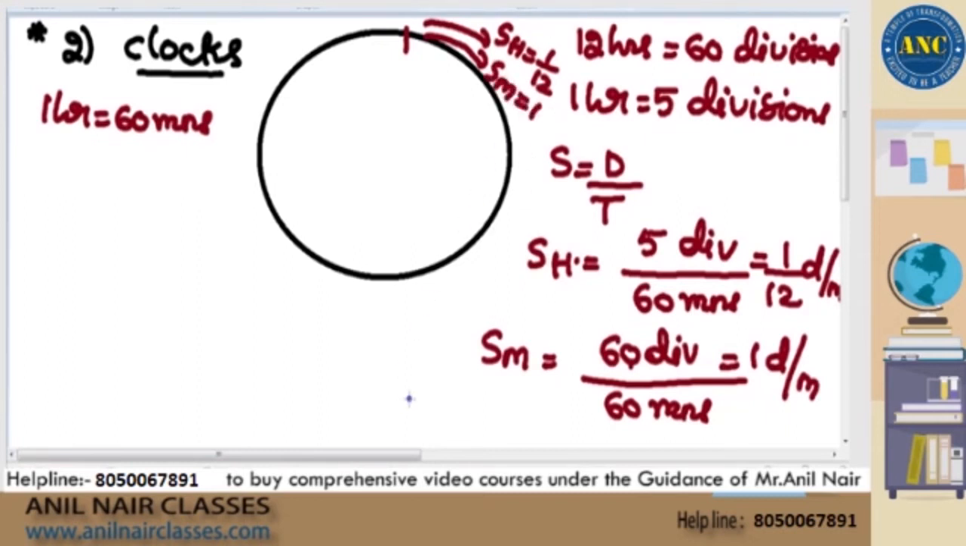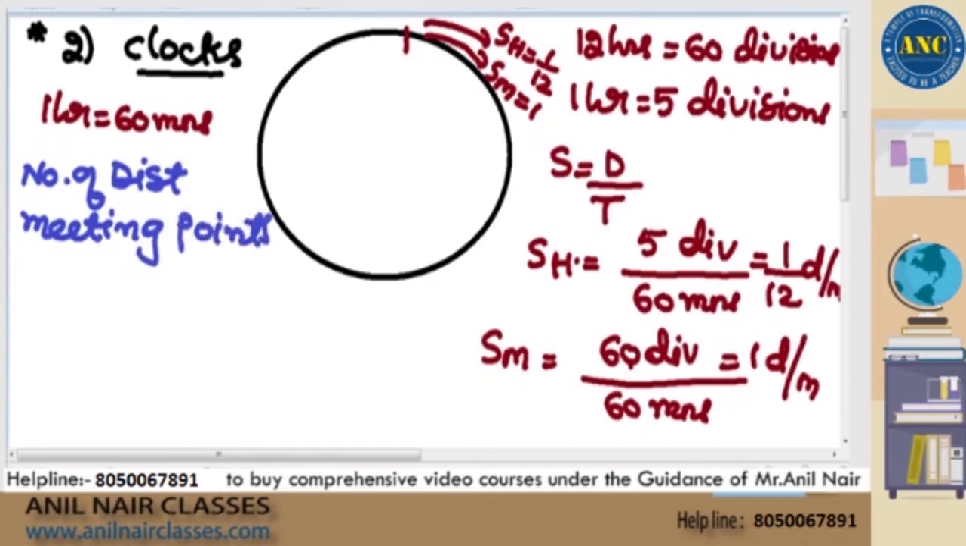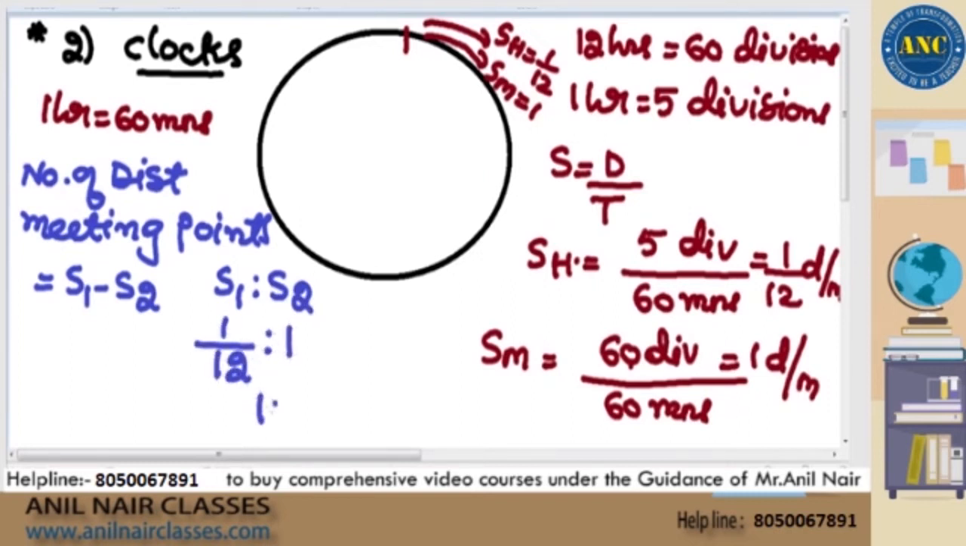So a clock is nothing but an extension of a circular track. If you don't understand this, in the workshop if I take a rectangular track, you will not be able to solve it. Number of distinct meeting points on the circular track is given by mod of S1 minus S2, if S1 is to S2 is in its simplest form. 1 by 12 is to 1 is nothing but 1 is to 12. Both are moving in the same direction. What is 12 minus 1? 11.